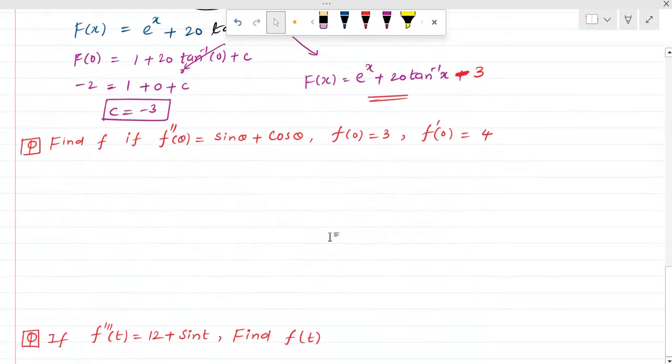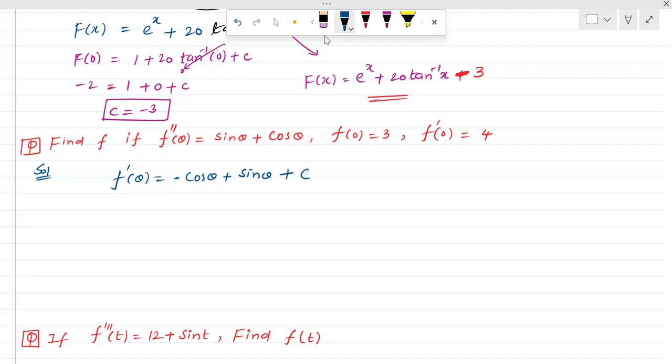Now we will solve this one. Since it is a double derivative, I have to do it two times. So what is f prime? This is f prime of theta. F prime of theta: the antiderivative of sine is minus cosine, of cosine is sine. This is one time done, plus c.